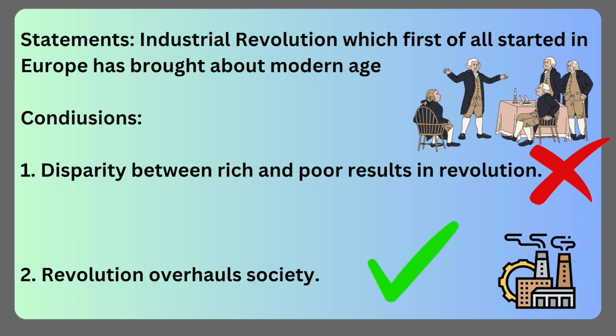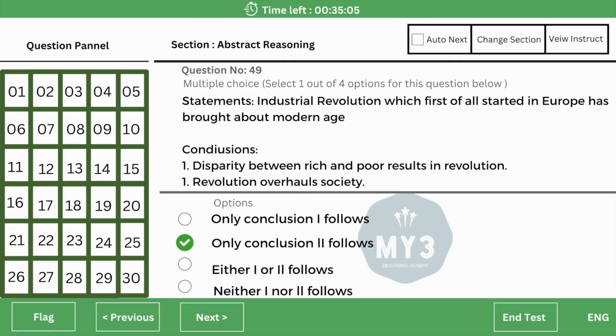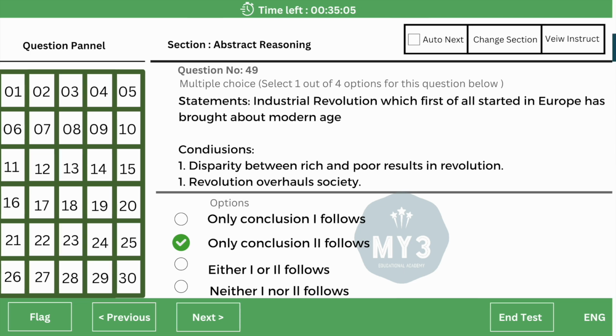So that is eliminated. And if you look at the second one, revolution overhauls the society. What is overhauls? Revolution changed the society. Yes, obviously the change happened. That is what they mentioned: it has brought about the modern age. So overall, changing the society should be a proper conclusion. So you can mark the answer: conclusion 2 follows. Like that, they give questions based on critical reasoning.